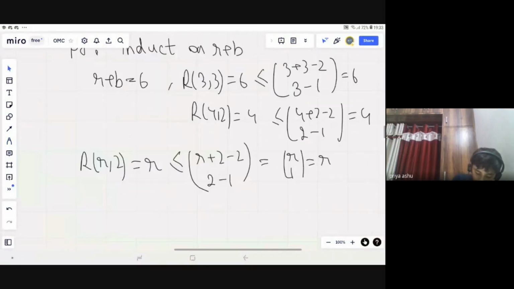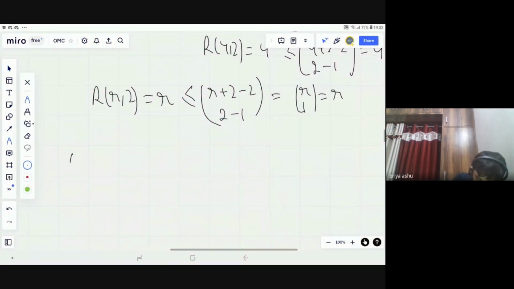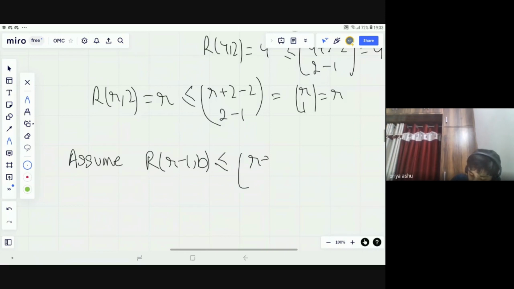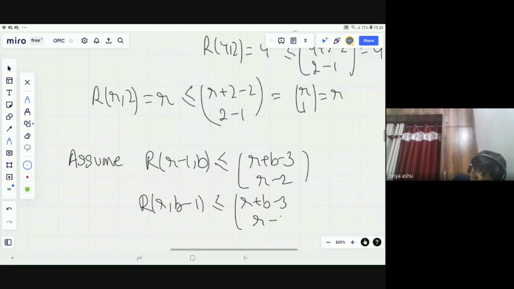We assume that, since we're inducting, R(R-1, B) is at most (R+B-3 choose R-2), and R(R, B-1) is at most (R+B-3 choose R-1). So how does this relate to R(R, B)? Any ideas?